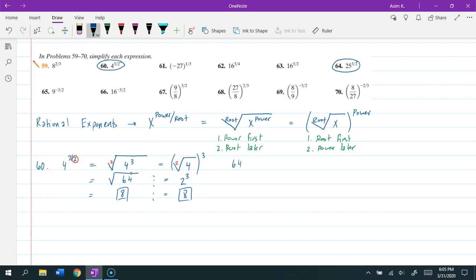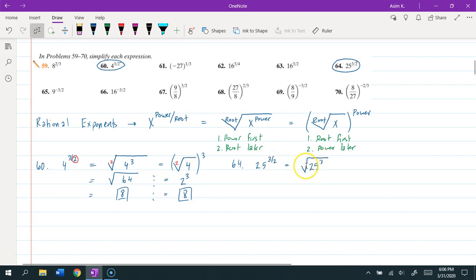Number 64 says 25 to the power 3 over 2. Again, give it some thought. Which one is easier for me? I personally am going to do both of them because I'm teaching you. So I'm going to do the power first, 25 cubed, and then the second root later, right? Because that says 3 over 2, we're going to be taking a second root of 25 cubed.